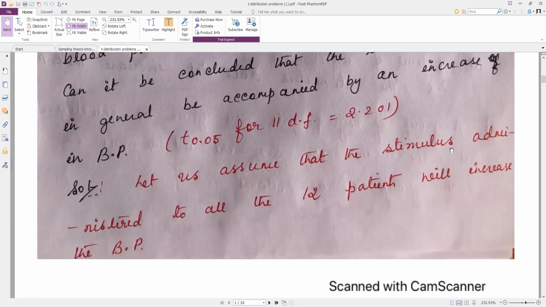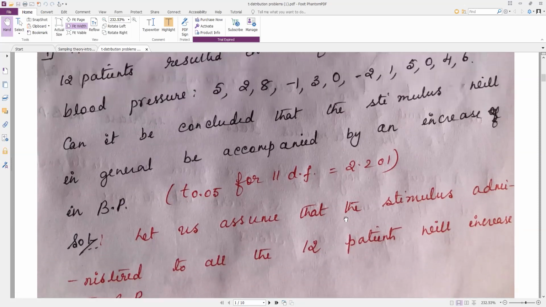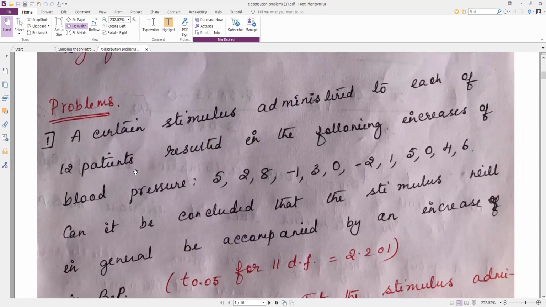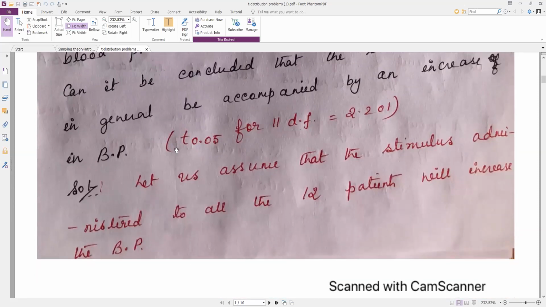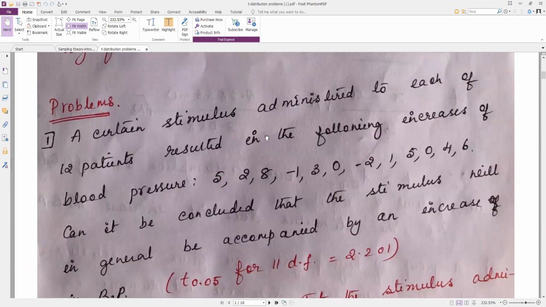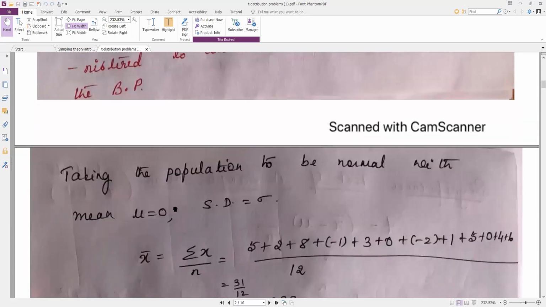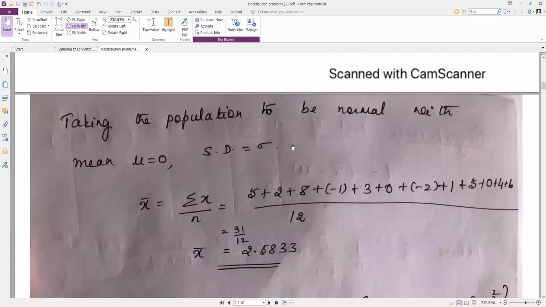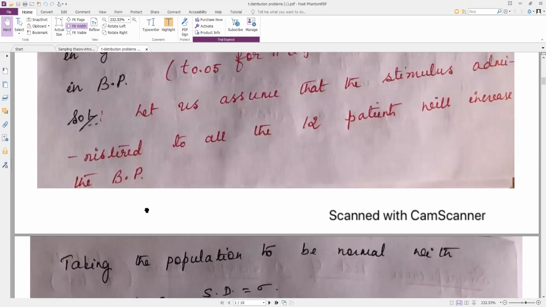So let us assume that the stimulus administered to all the 12 patients will increase the BP. That is our hypothesis. Now, what is the given information? Taking the population to be normal with mu equal to 0, because they have not given the mean mu, let me take mu equal to 0. And what about the standard deviation? Sigma we can calculate, right? And X bar also we can calculate.